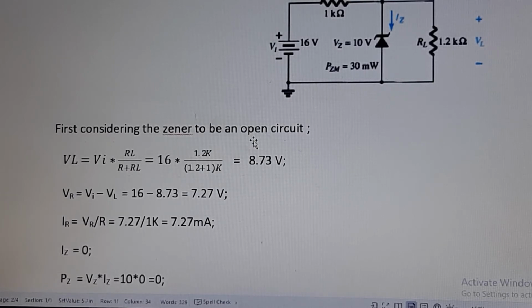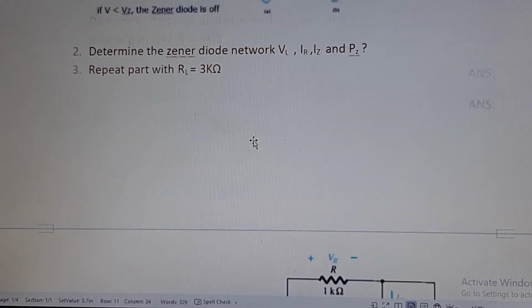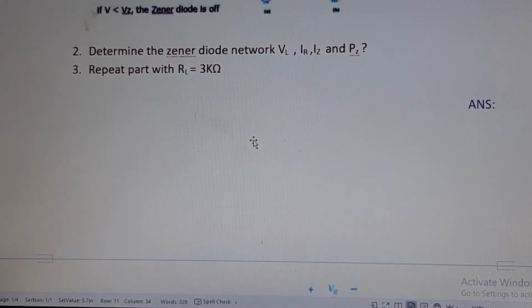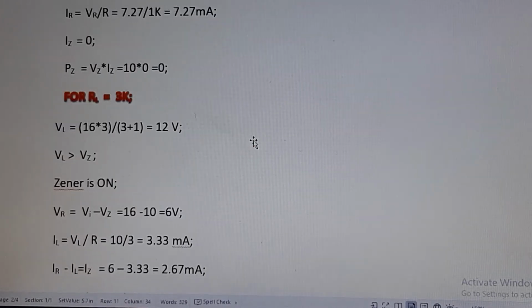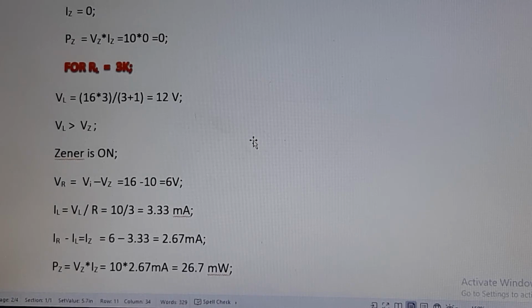So this is it. Now if we apply RL equal to 3 kilo ohm in this circuit, what will happen? If we put the values, VL is equal to 16 into 3, that is 16 is the input voltage and 3 is the load resistance, by R plus 3, that is 1 plus 3. So VL is equal to 12 volt, that is greater than 10 volt, that is greater than the Zener voltage. So the Zener is on.